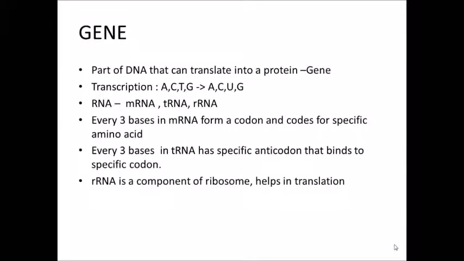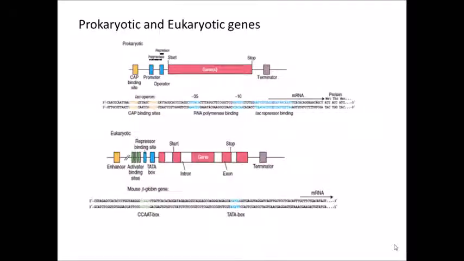So what exactly is a gene? A gene is a part of DNA that can be translated into a protein. During transcription, thymine in DNA is replaced by uracil in RNA. The three RNAs, mRNA, tRNA, and rRNA, play a very important role in translation. Every three bases in mRNA form a codon and code for a specific amino acid. Every three bases in tRNA form a specific anticodon that binds to a specific codon. rRNA is a component of the ribosome and helps in translation.